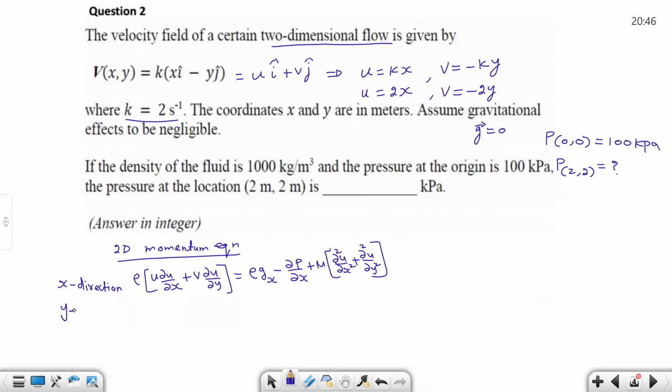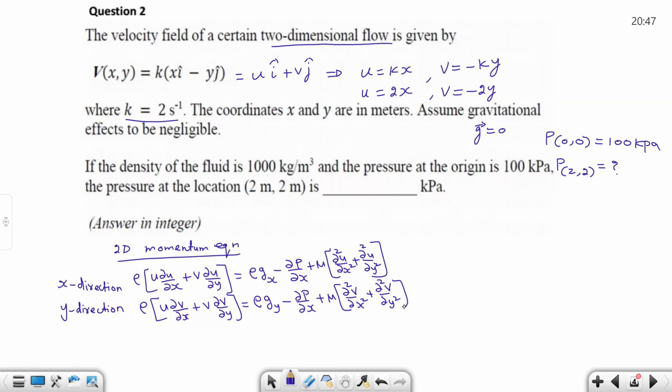Similarly, y direction. Rho into dou v by dou x plus v into dou v by dou y, rho gy, dou v by dou x, dou x squared.